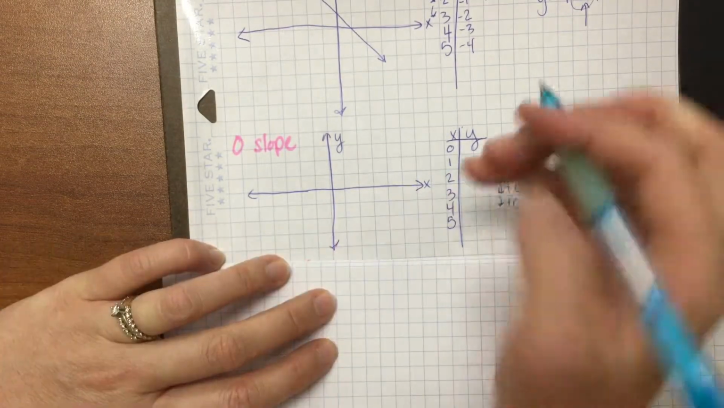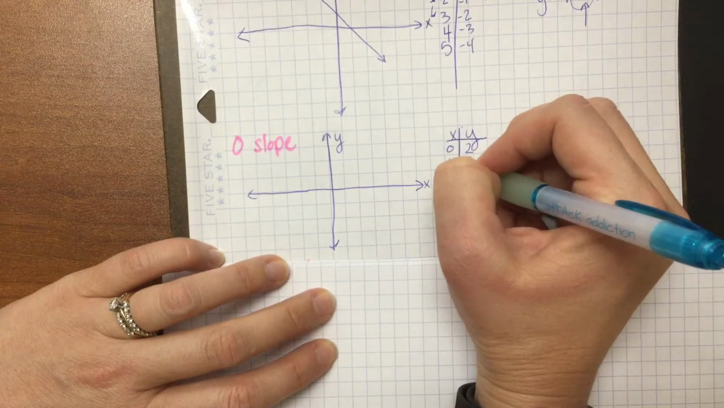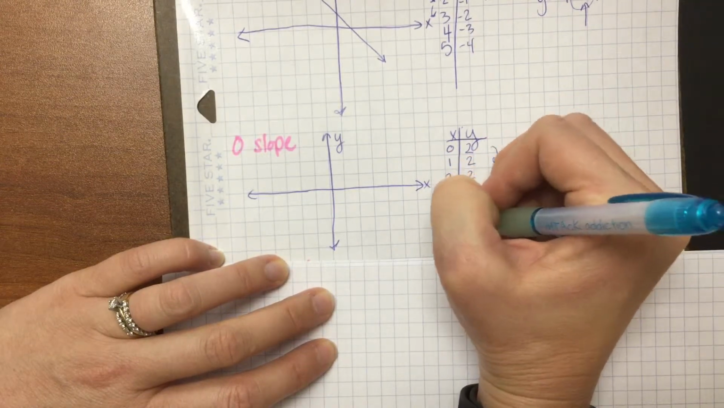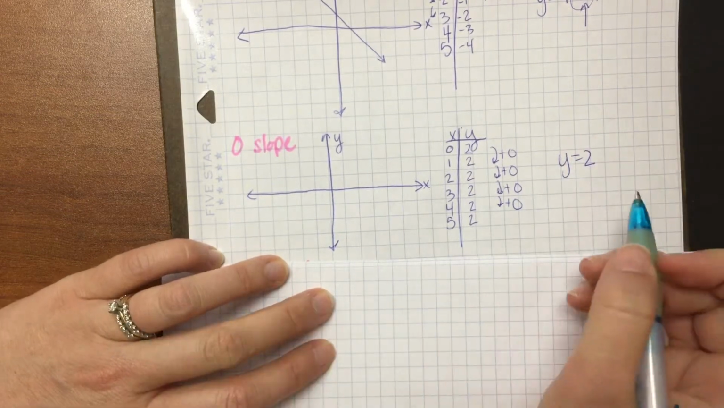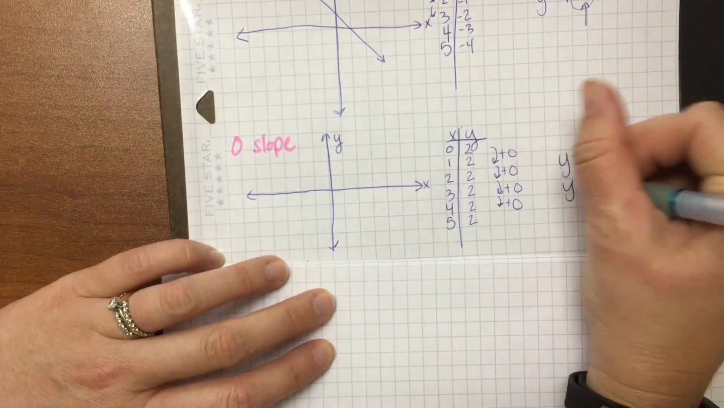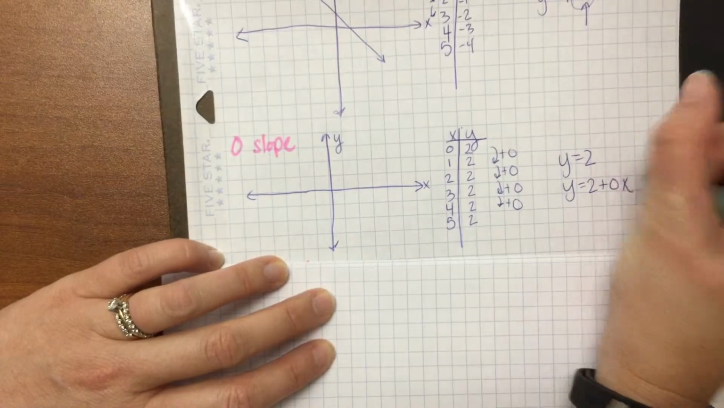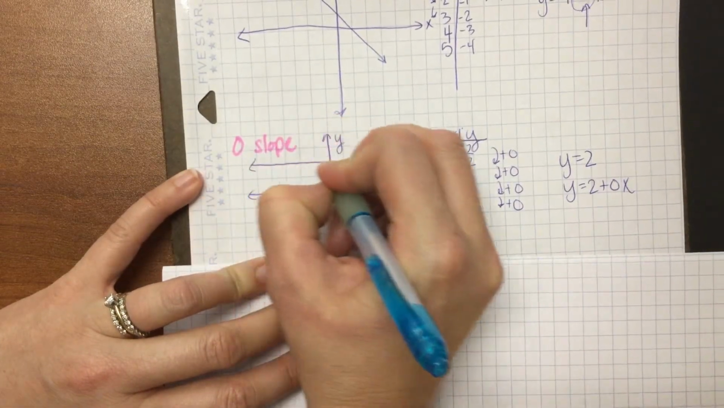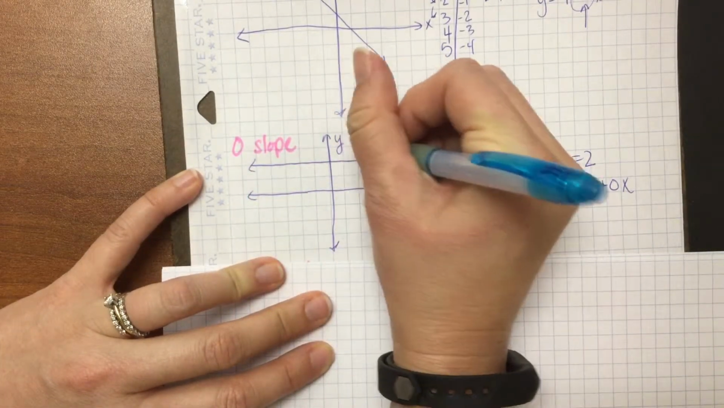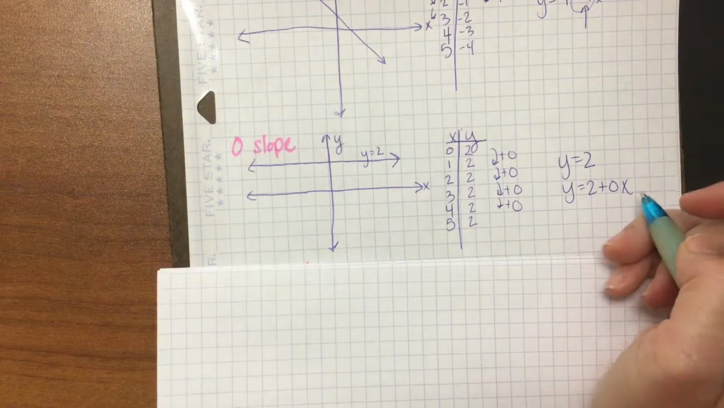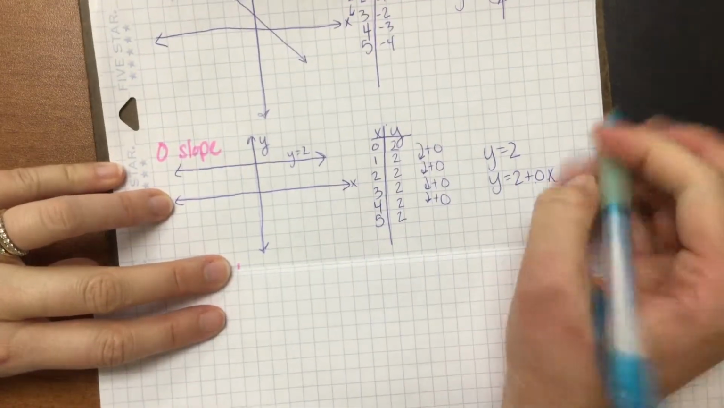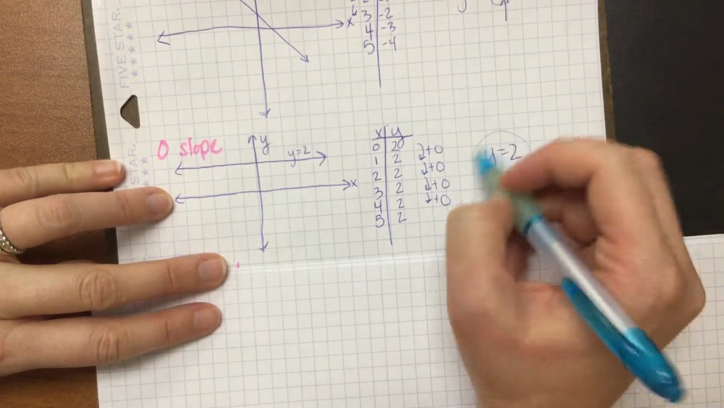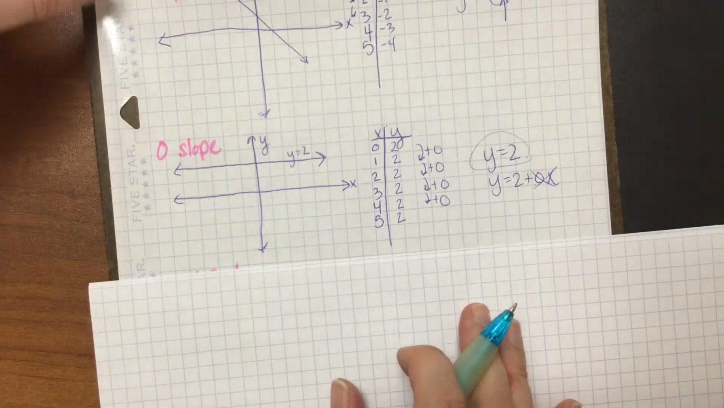So in this case, I'm going to have the zero slope be where all my y's are equal to 2. So y equals 2 is how you could write that equation. You could also write it as y equals 2 plus 0x. The line is completely horizontal, y equals 2. And we know that multiplying 0 by any number will just be 0. So this is what the equation might look like.